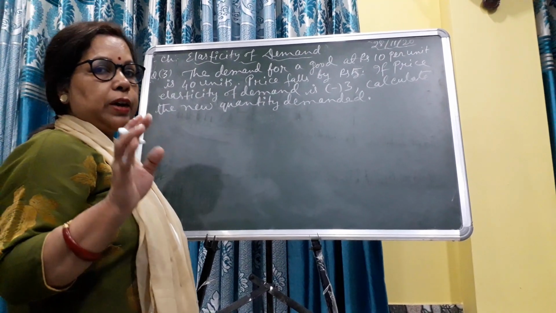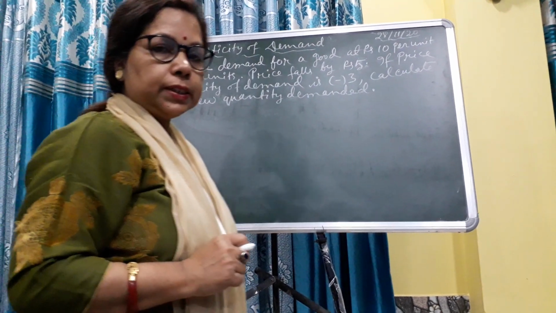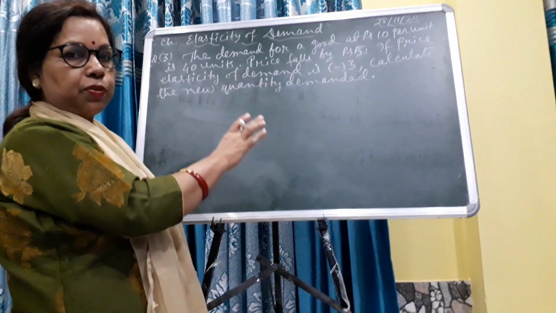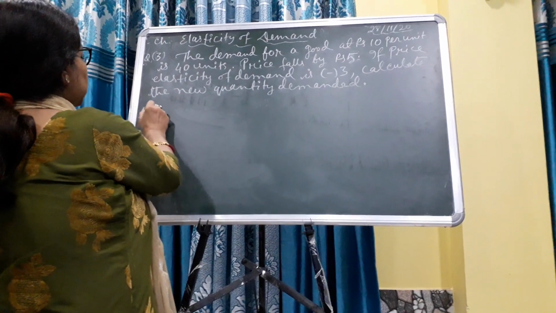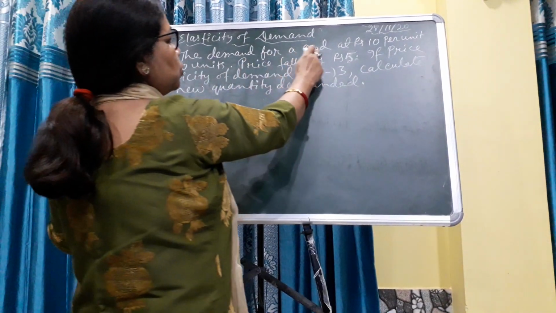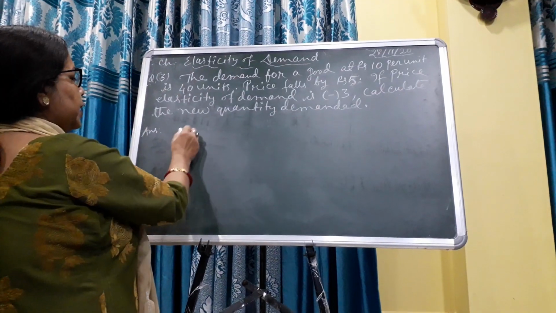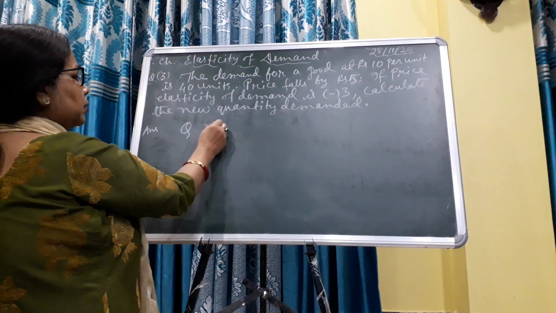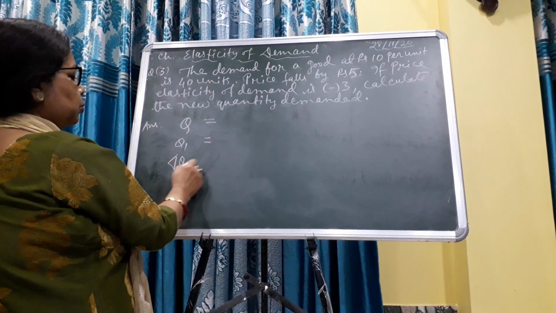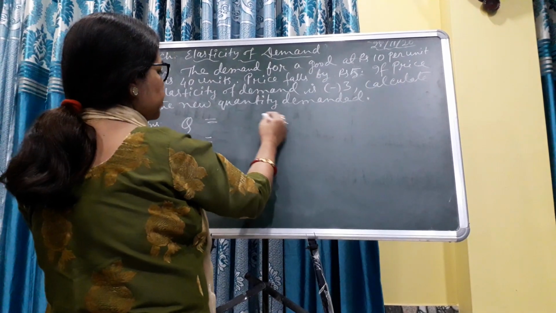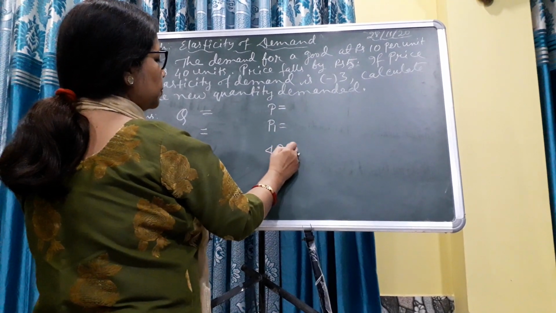First of all, you have to make the two parts: original quantity, new quantity and change in quantity. From this information I am going to make the partition. The demand for a good at rupees 10 per unit is 40 units. So first you write Q, original quantity, Q1 new quantity and delta Q change in quantity. Next, original price, new price and change in price.